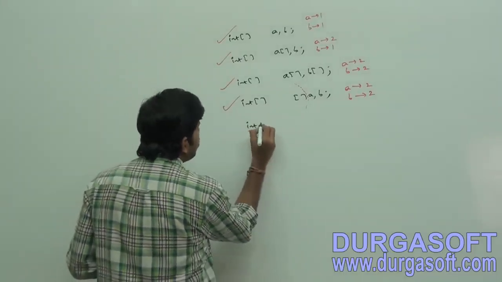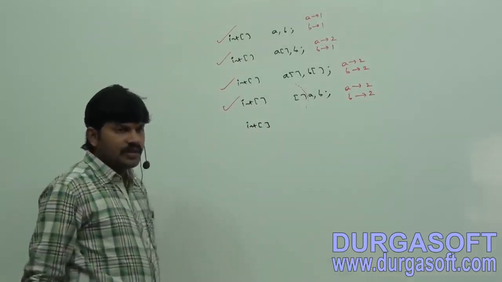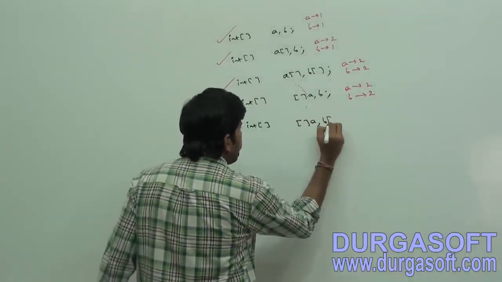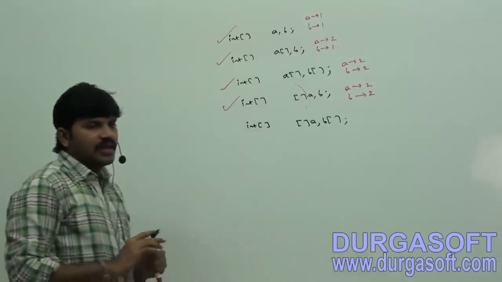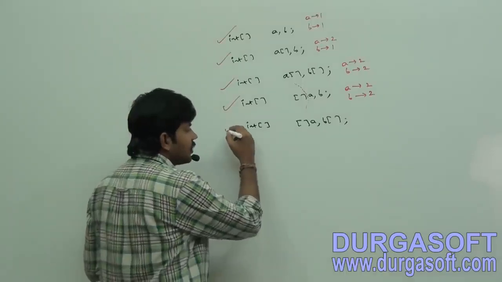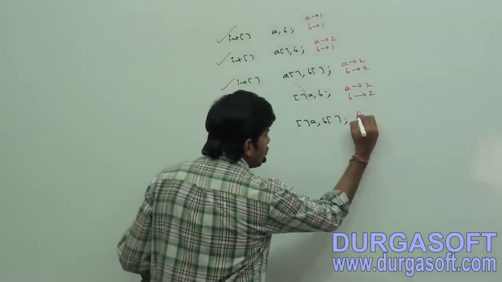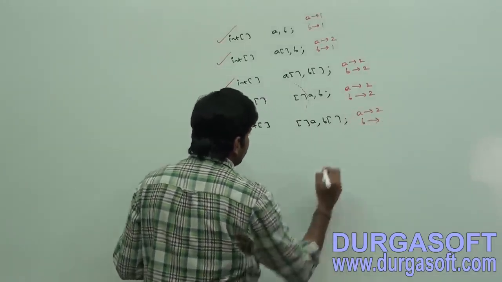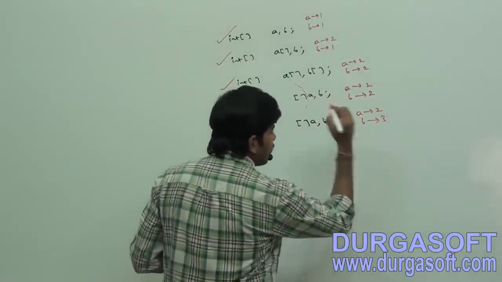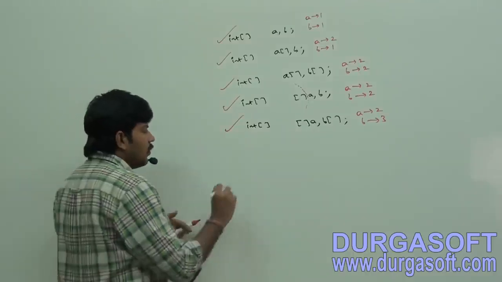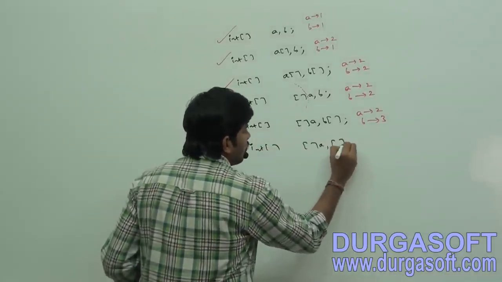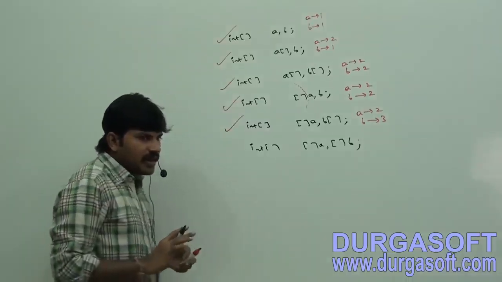Next, int[][] a, b[]. Here I am taking a, b like this. What is a's dimension? 2 dimension. What is b's dimension? 3. 1, 2, 3, so it is a 3 dimension, right? Now, int array, a and b. What is a's dimension?